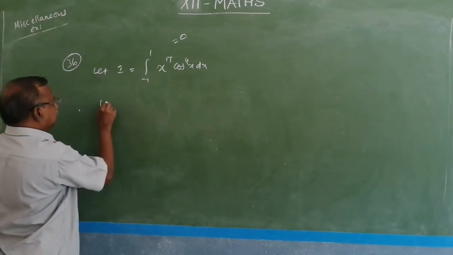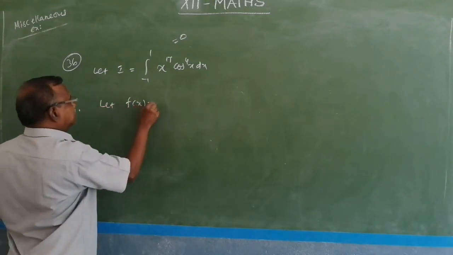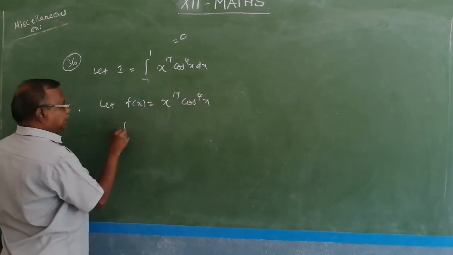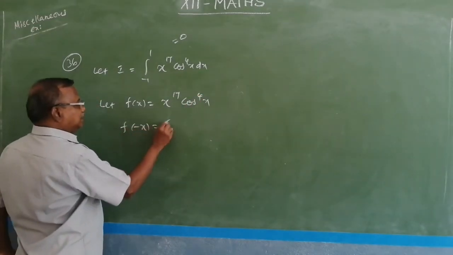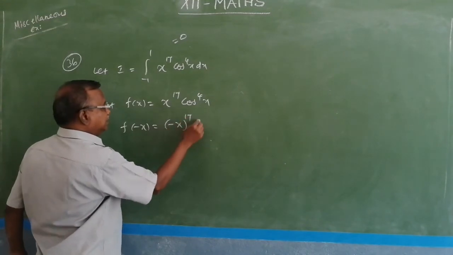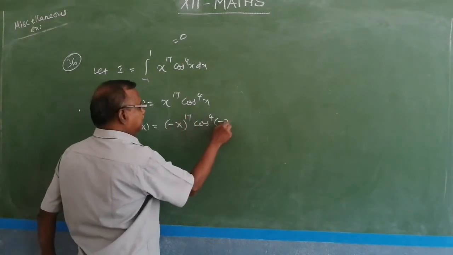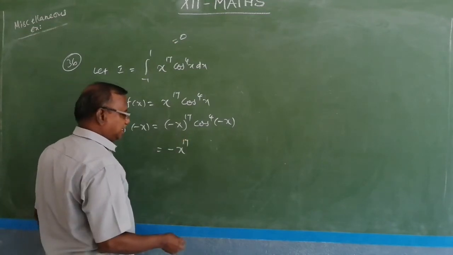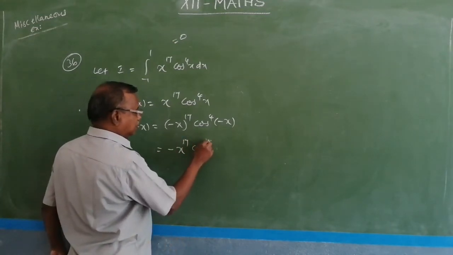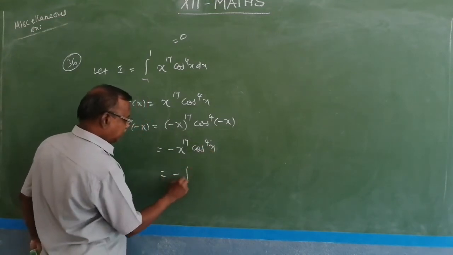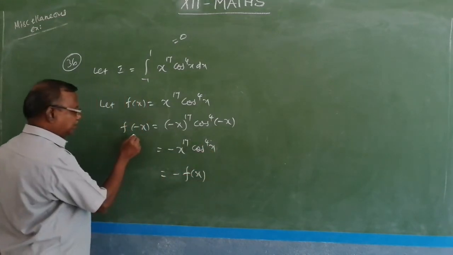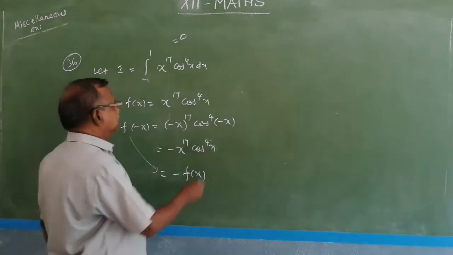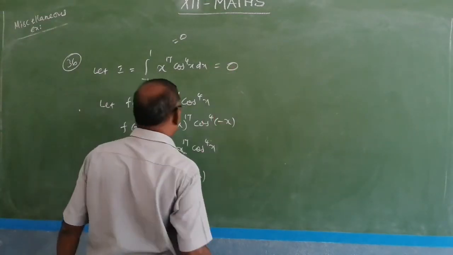Now let f of x equal to x power 17 into cos power 4x. f of minus x equal to minus x whole power 17 cos power 4 of minus x. So this is equal to minus x power 17, cos of minus x equal to cos x only, so cos power 4x only, which is equal to minus f of x. Since f of minus x equal to minus f of x, the function is said to be an odd function, therefore the value of the integral is 0 by property.